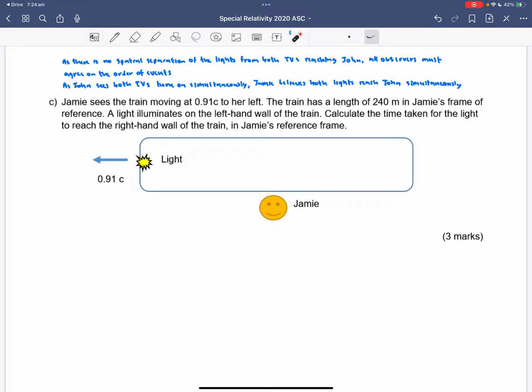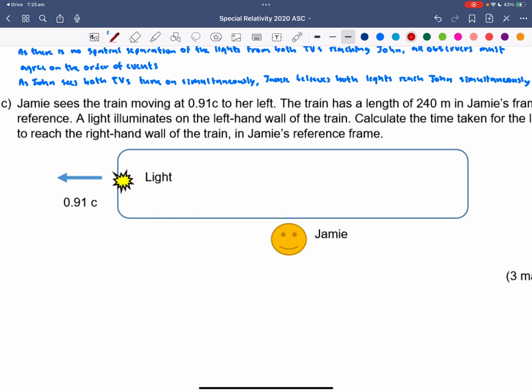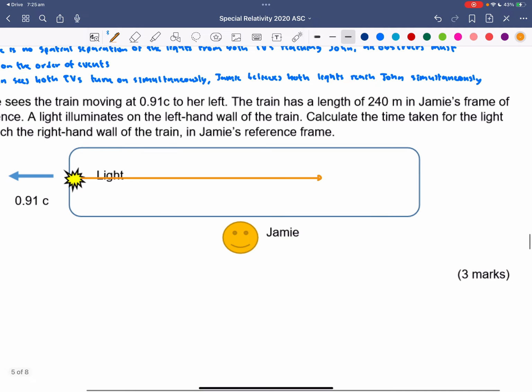Fine. Calculate the time taken for the light to reach the right hand wall of the train. So we want to know how long it takes for the light to go there according to Jamie. Very common question actually, extremely common question. Now it's important for you guys to understand that yes, this light goes here, but at the same time, that's the distance traveled by light. That is the distance that light will travel.